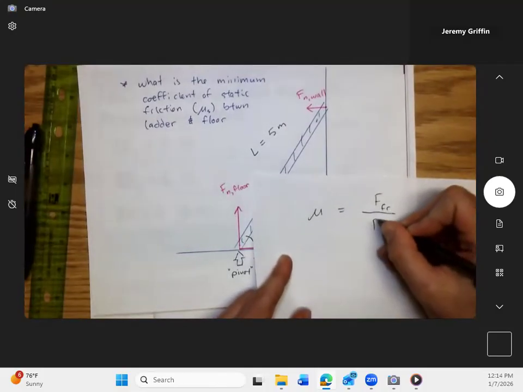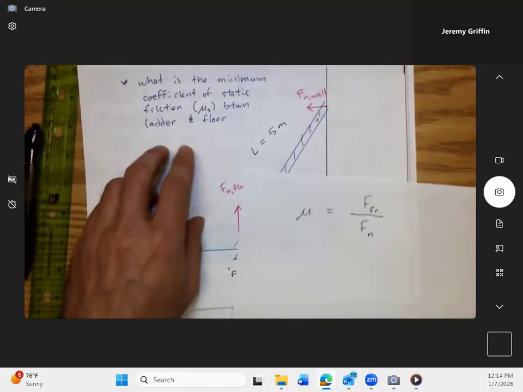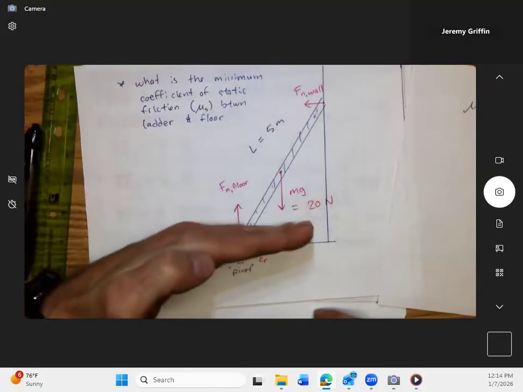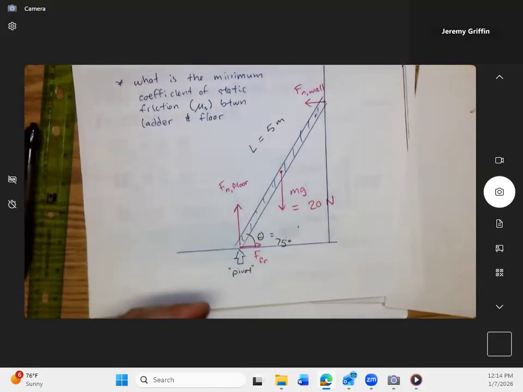Yeah, the friction force compared to the normal force. Right? Okay. And we're looking for the minimum necessary coefficient of static friction. Like if it was any less, the ladder would break friction and slide down. Right? So it's like barely hanging on. Okay, so the minimum necessary.